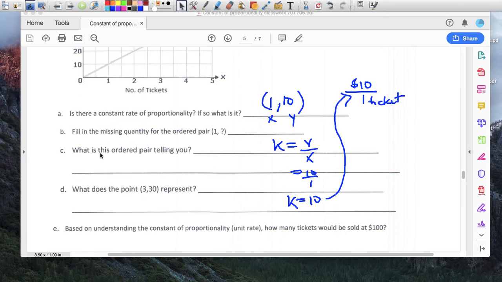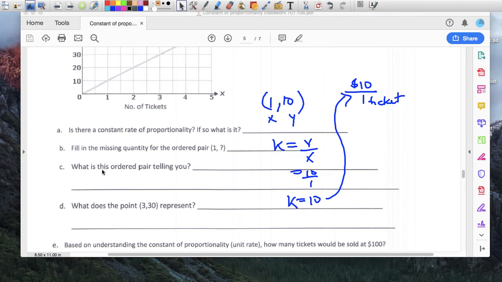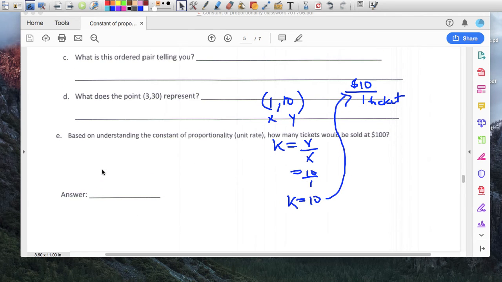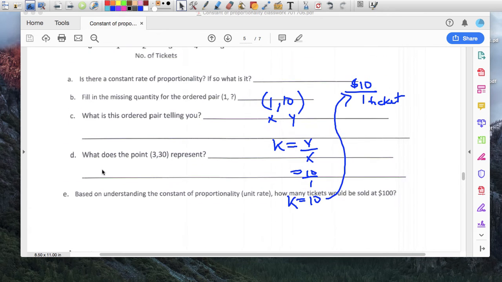What is this ordered pair telling you? Oh, I keep answering the future already. Well, 1 ticket is $10. What does the point (3, 30) represent? Well, 3 tickets cost a total of $30. How many tickets will be sold at $100? Well, how many tickets will be sold for $100?